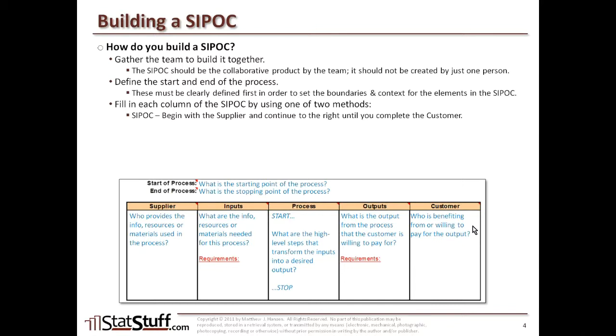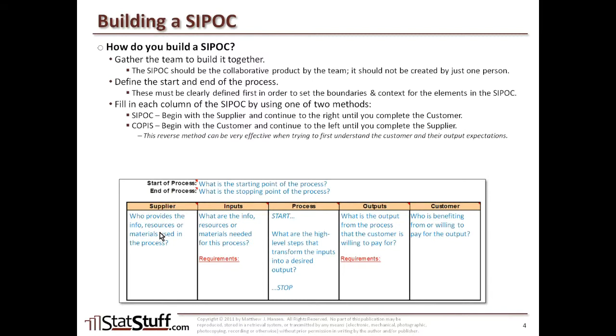A different method you can follow is not just following from left all the way to right. That is one effective way, but you also could go from right, starting with the customer, and going backwards to the supplier, or what's called the COPIS method. This could be really effective as a way to see how you're understanding things from the customer's perspective first. That is, looking at their expectations and requirements at first, and then working yourself backwards. Both methods can be very effective.